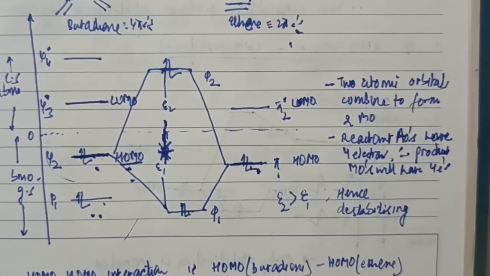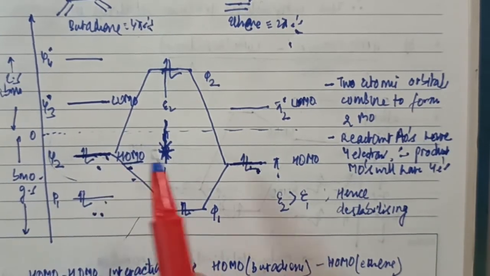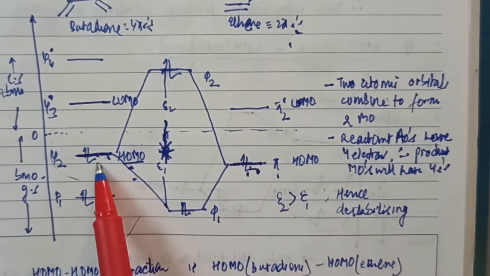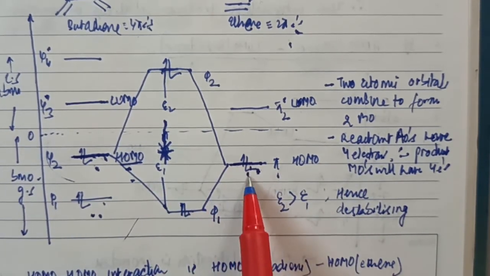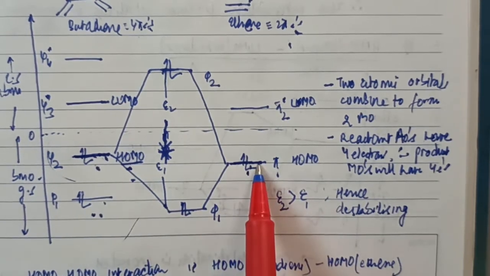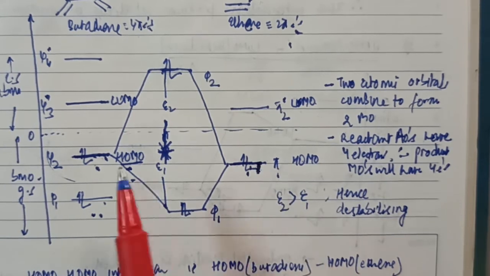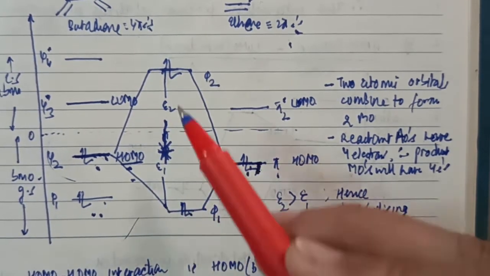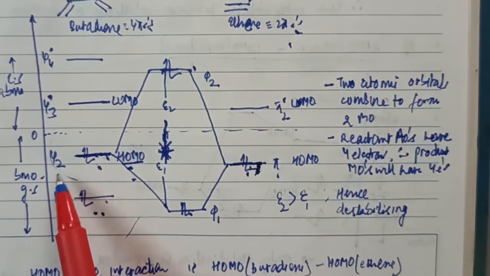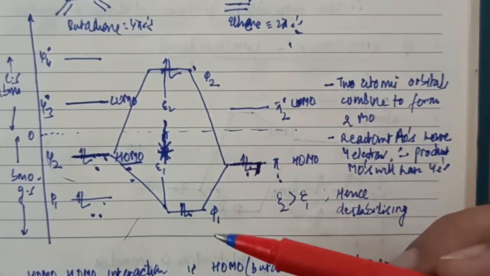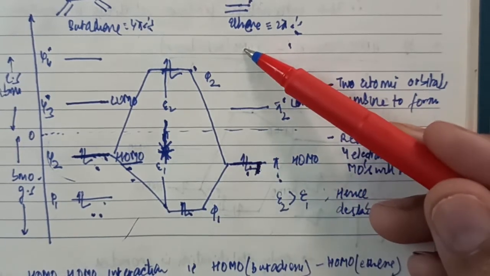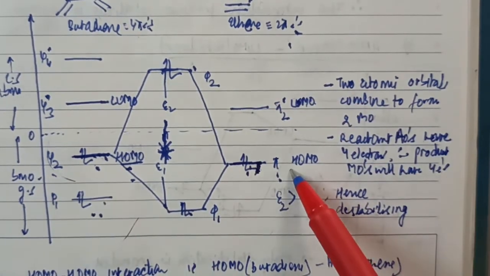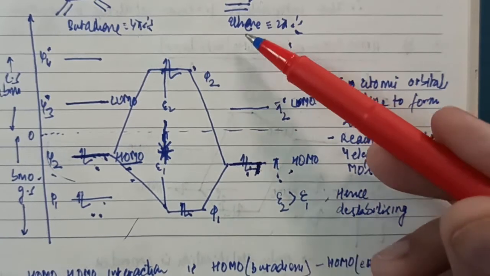I'll talk about the first interaction, the HOMO-HOMO interaction. Here I am interacting the HOMO of the diene with the HOMO of the dienophile. Each has 2 electrons. The linear combination of atomic orbitals law says that if 2 orbitals combine, you end up with 2 molecular orbitals. So if psi2 and pi1 combine, you end up with 2 molecular orbitals, let's say phi1 and phi2.